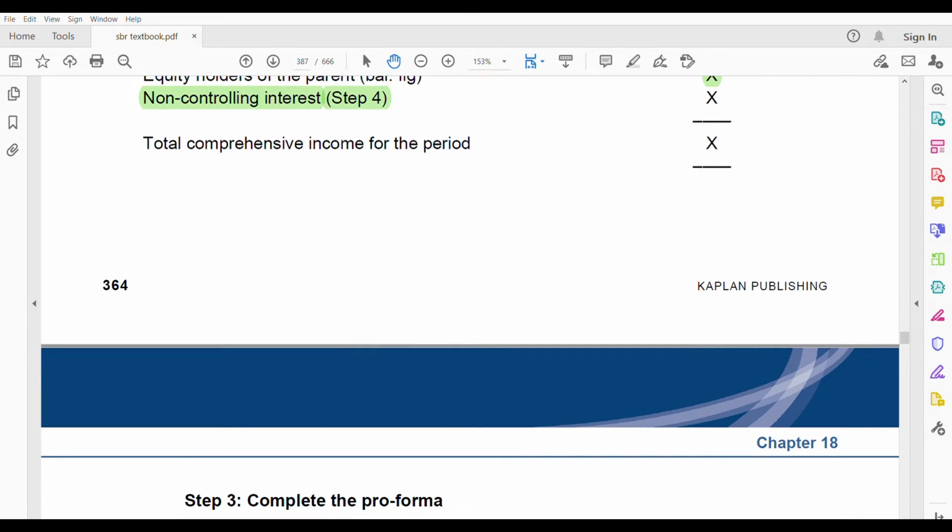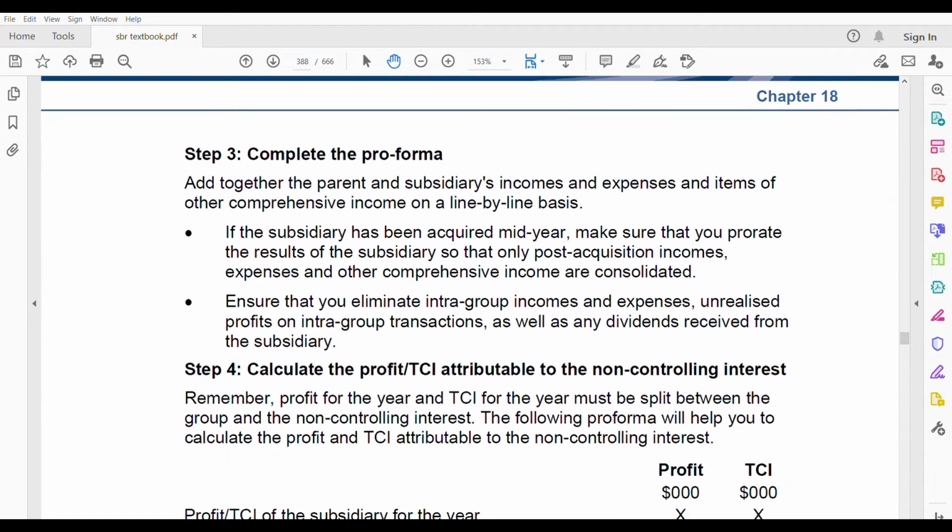So that's it. The last item will be total comprehensive income for the period. Now, calculate the pro forma. These are just explanations; I have already explained it. Line by line you have to add. Income you add and expenses you deduct. Add both the parent and the subsidiaries, whether it's income and expenses, line by line.